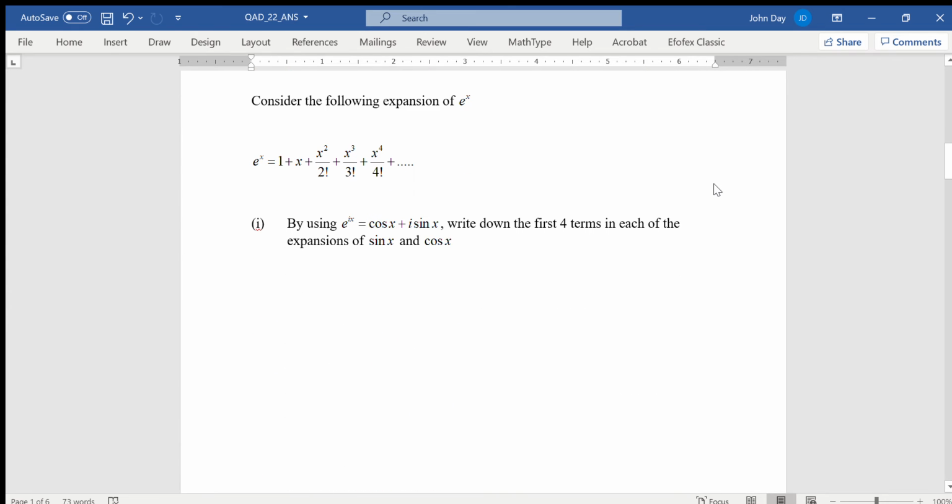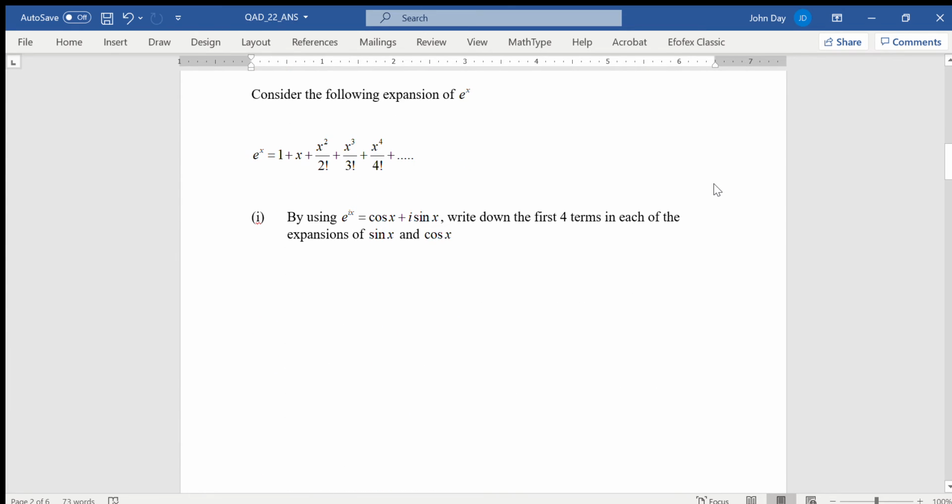All right, what's this question wanting? Well, they're wanting to use that expansion to do some stuff here. They're saying, first of all, by using e to the ix equals cos x plus i sine x, write down the first 4 terms in each of the expansions of sine x and cos x. So instead of x up here, I'm going to put ix in. Wherever I see an x, I'm going to pop an ix.